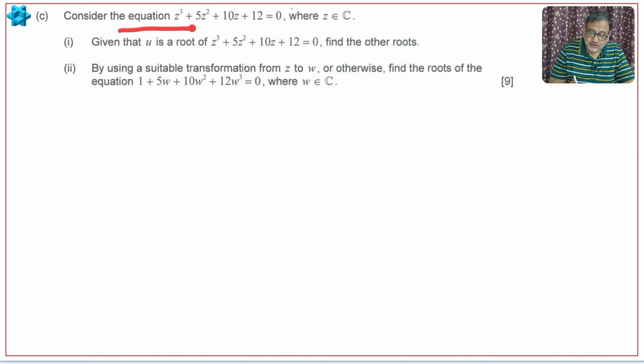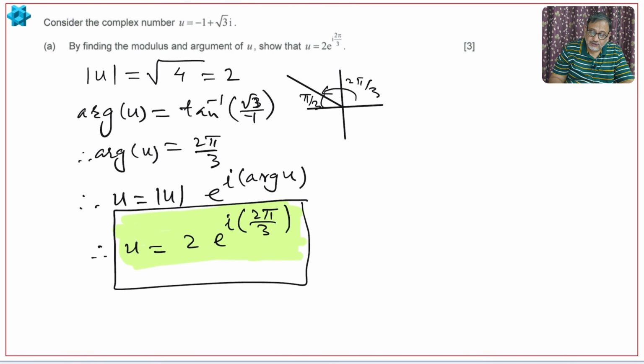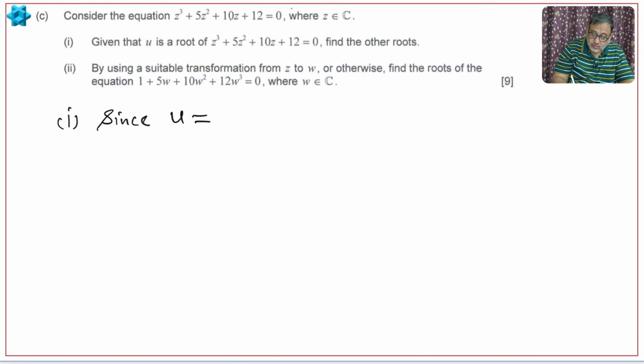Consider the equation z cube plus 5z square plus 10z plus 12 is equal to 0, where z belongs to C. Z is a complex number, okay. First part says, given that u is a root of this equation, find the other roots. So u is a root, right? So we will start with this. Since u is equal to, what was u? Let me write that. Minus 1 plus root 3i. See, here it is u. Minus 1 plus root 3i is a root.